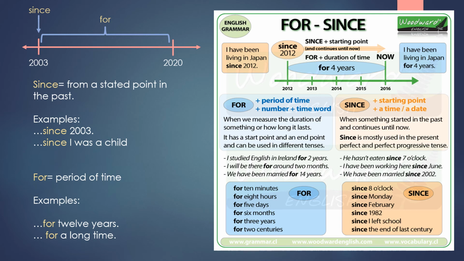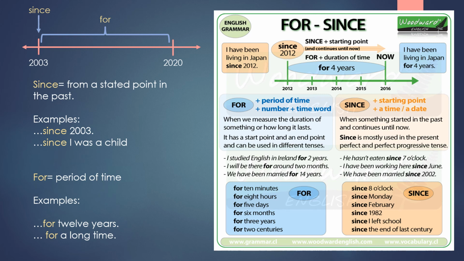I have been living in Japan since 2012. Or I have been living in Japan for 4 years. This example is similar to the one I gave you about myself. So for is related to a period of time and is followed by a number and a time word. So for 10 minutes, for 8 hours, for 5 days. Normally this is the way in which we use it. And when we measure the duration of something or how long it lasts, we have to use it.